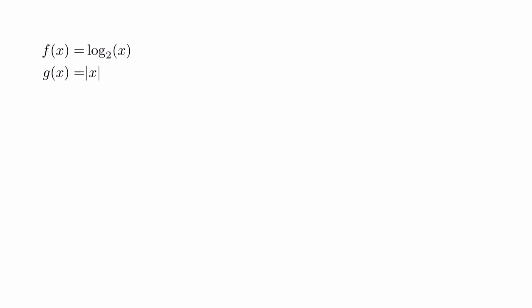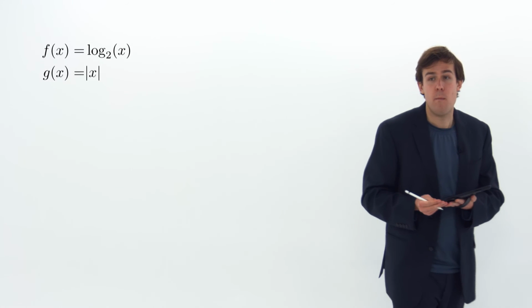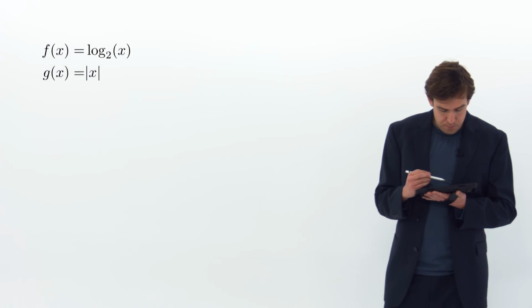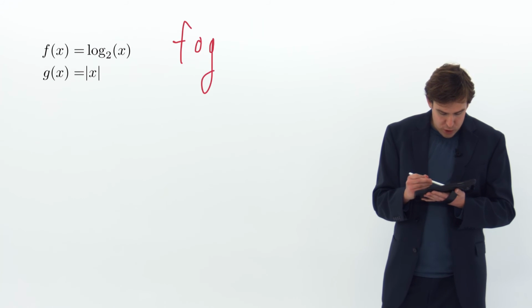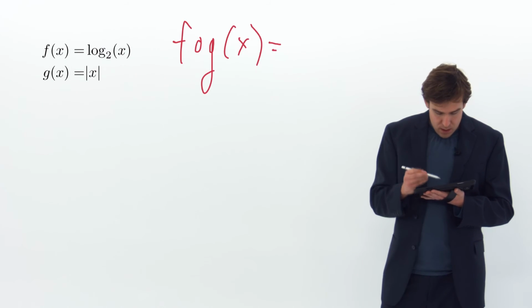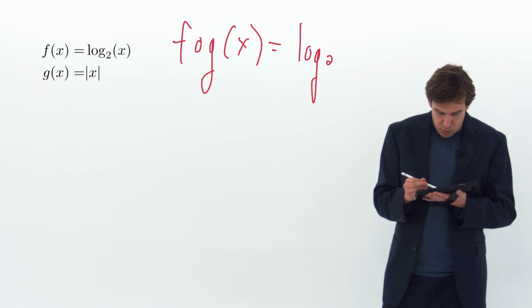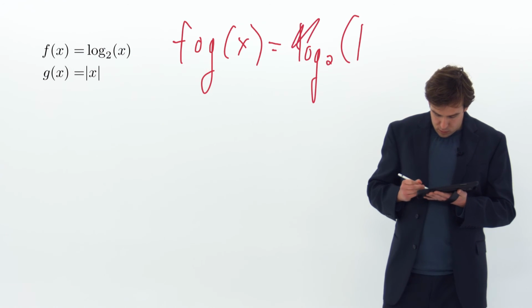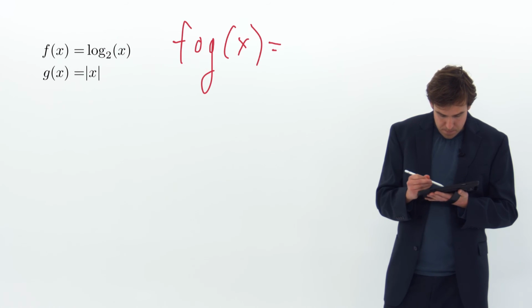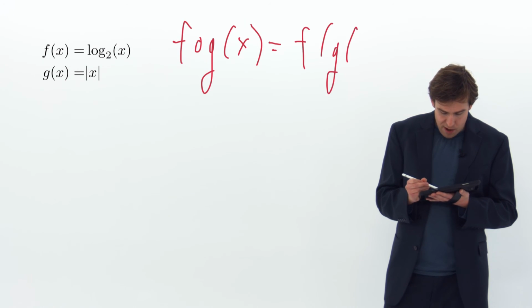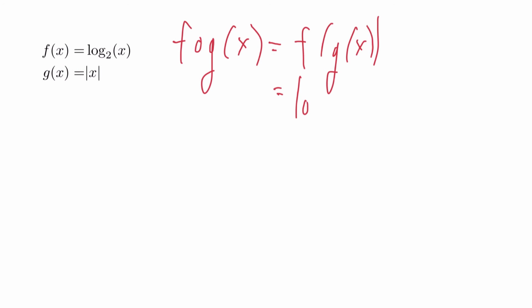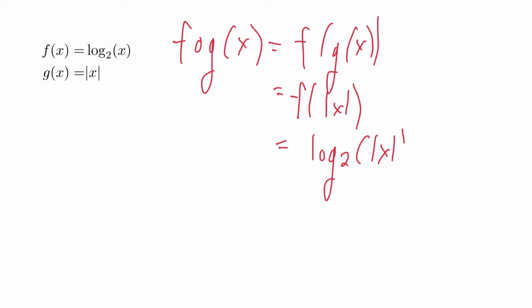And as a last example, let's look at an example with logarithms and absolute values. So f composed with g of x is equal to log base 2. This is f of g of x. So f of absolute value of x, which is equal to log base 2 of absolute value of x.